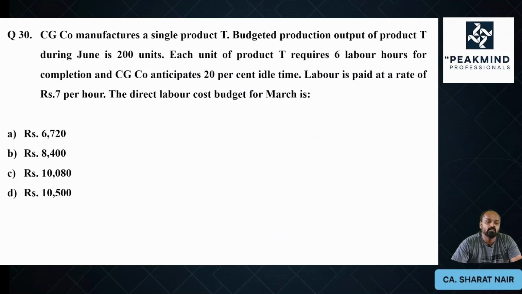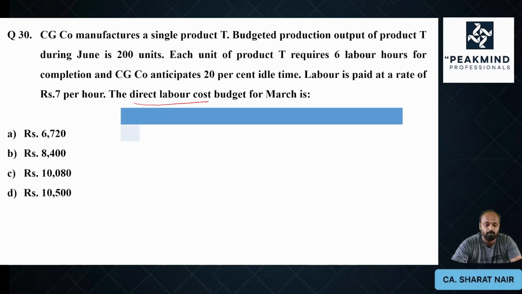Last question. CG company manufactures a single product T. Budgeted production output of the product T during June is 200 units. Each unit of the product T requires 6 labor hours for completion, and CG company anticipated 20% idle time. Labor is paid at the rate of 7 per hour, and they are asking us to find out the budgeted direct labor cost.